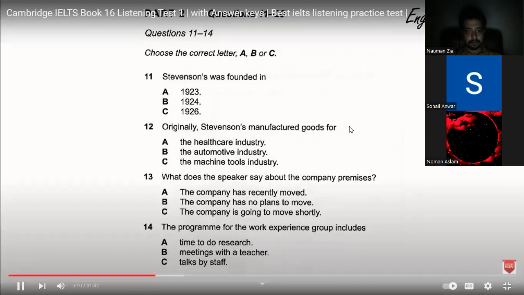Over the years, we've expanded the premises considerably. All right, now they're talking about the expansion of the premises. Premises means the locality or the surrounding area, right? It means question number 13 has started. It is very important to keep an eye on the questions.